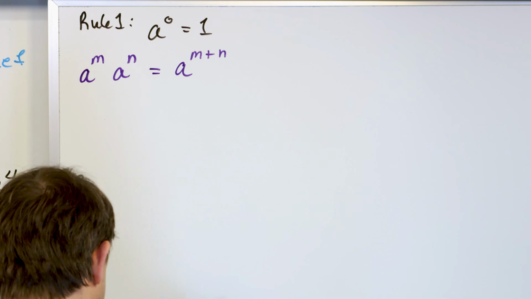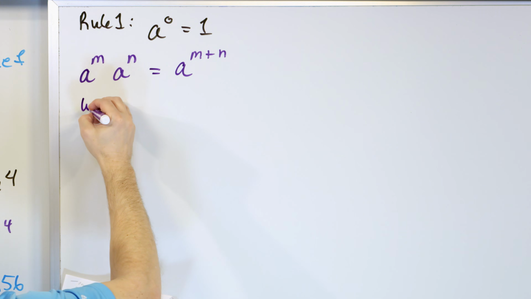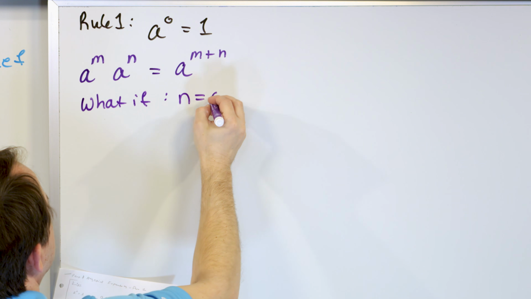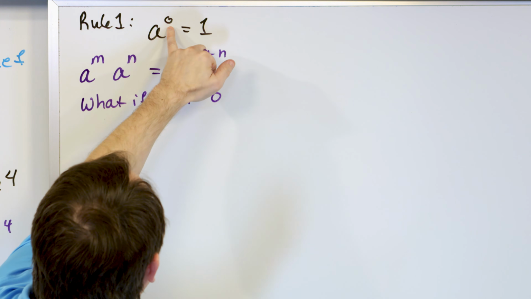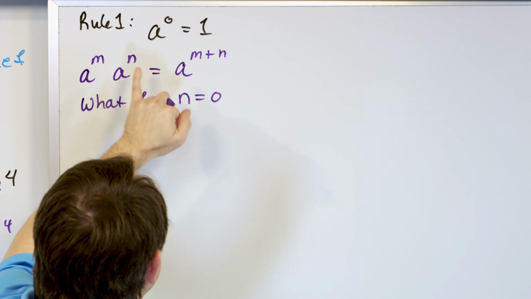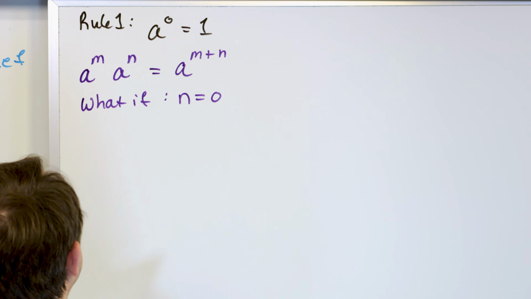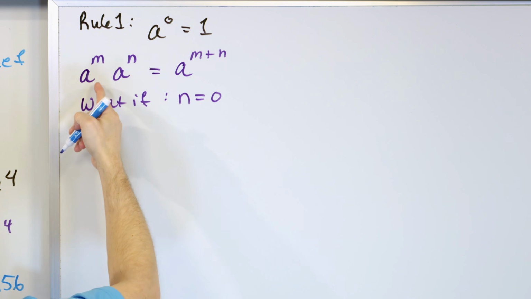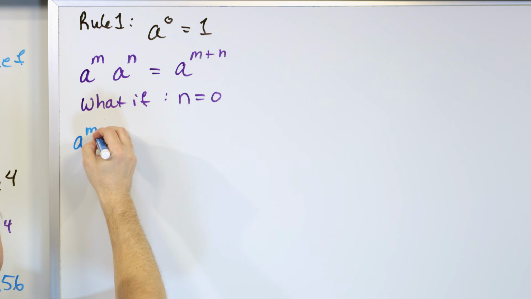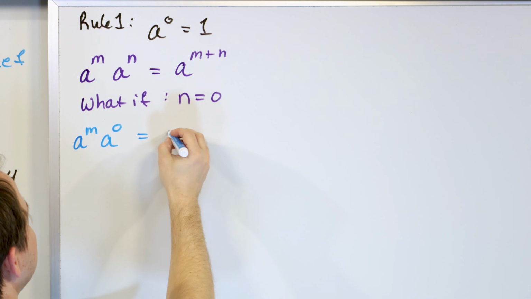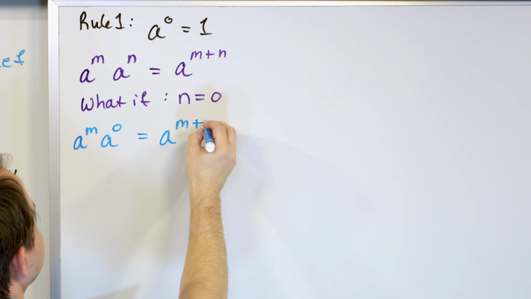We add the exponents. But what if n was equal to 0? In other words, what if an exponent is 0? Let's set one of these exponents equal to 0 and see what actually happens. Then on the left side, we would have a to the m times a to the n, but let's set n equal to 0. Then on the right-hand side, we have a to the m plus 0.